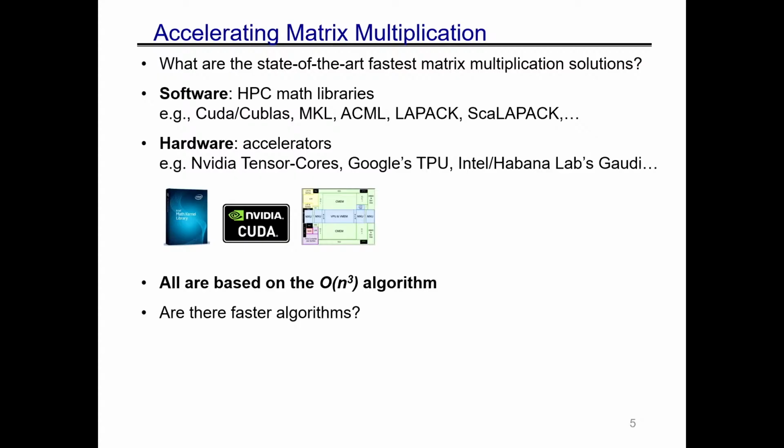We have many state-of-the-art implementations of both software and hardware for matrix multiplication on GPUs and on CPUs. We have accelerators, Tensor Cores on NVIDIA's GPUs and other accelerators. Practically all of them are based on the classical cubic time algorithm, the n-cubed algorithm. Although we do know that we have Strassen's algorithm and many others. So why is that? Why are we still a few decades back?